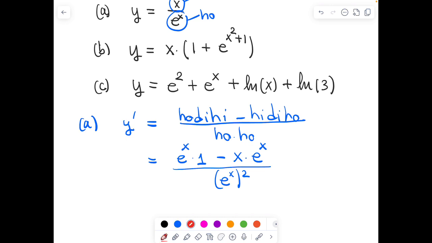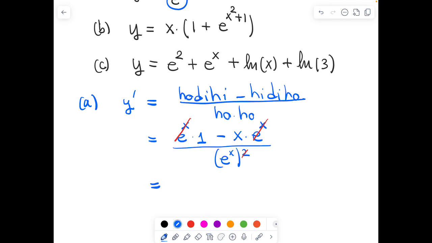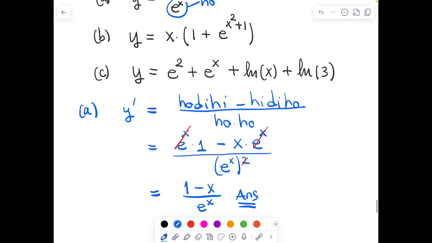Now you see that we can reduce this answer down by factoring out e to the x and canceling one e to the x on the bottom. Okay. So the final answer is 1 minus x divided by e to the x. Okay. So let's look at part B.